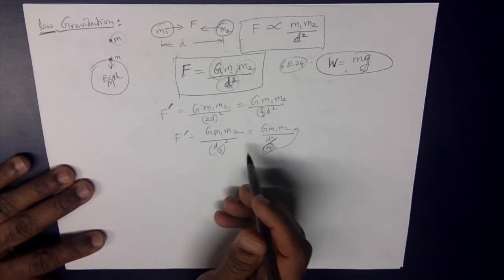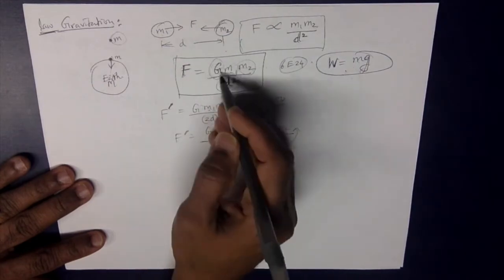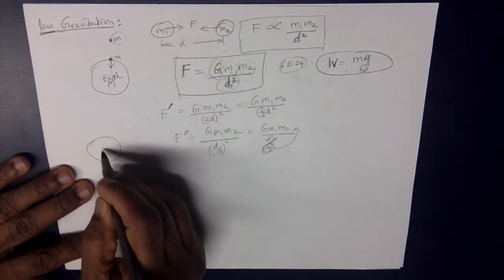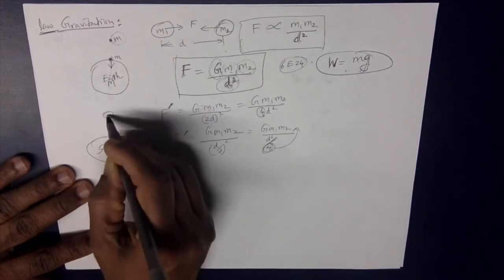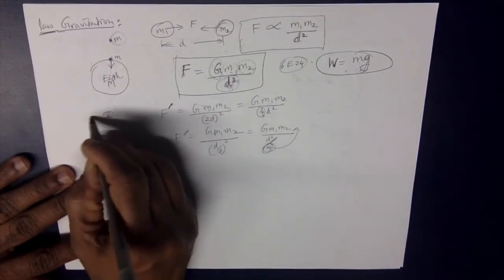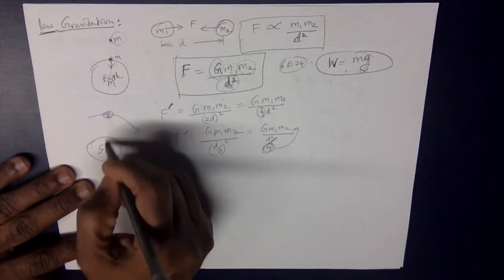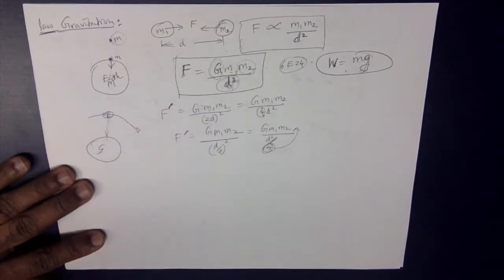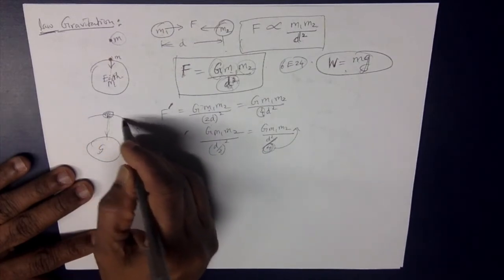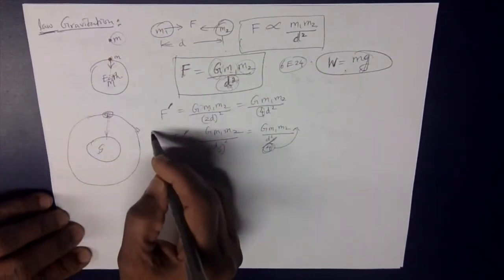Now this is the gravitational force between the sun and the Earth. So the sun is pulling the earth. What is making the earth go round and round is the sun's gravitational force. So the sun is exerting a force on the earth, which is what makes the earth go round and round.